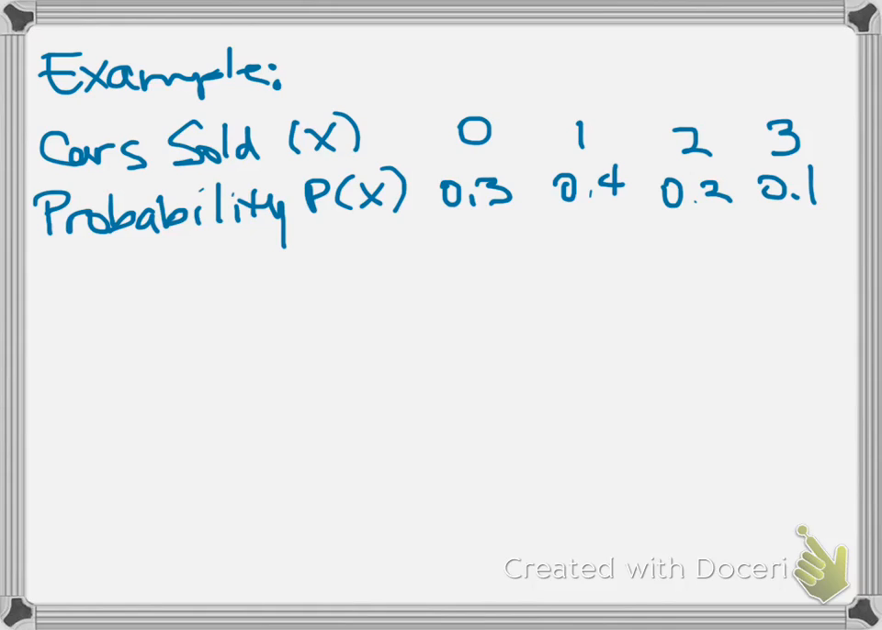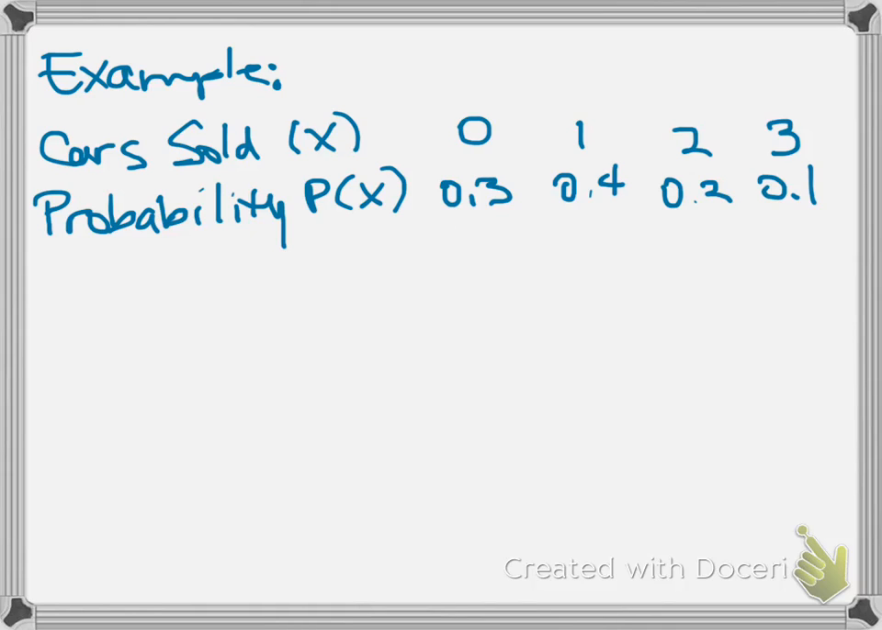And they also have enough information that they know what the probability of those 4 situations are. There's a 30% chance that they will sell no cars, there's a 40% chance that they will sell 1 car, there's a 20% chance that they will sell 2 cars, and a 10% chance that they will sell 3 cars. Now the first thing you might want to do is check to make sure that this is a legitimate probability distribution. And remember, to do that, you simply need to sum up all of the probabilities and make sure they sum to 1, in which they do. 30 plus 40 is 70, 70 plus 20 is 90, 90 plus 10 is 100. So we've got 100% of our various possibilities accounted for.